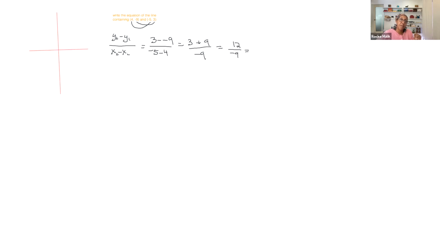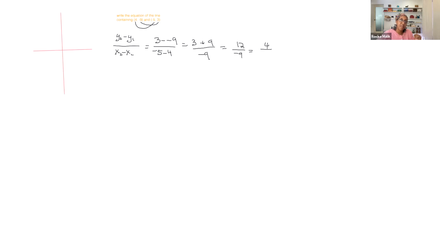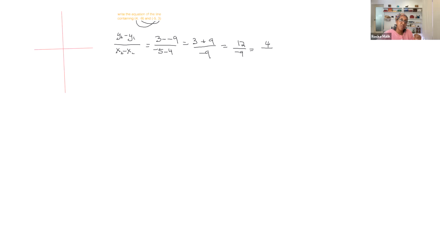I will divide them by 3. So 3 will go into 12 4 times. And 3 into 9, minus 3. What is that? Minus 4 over 3.